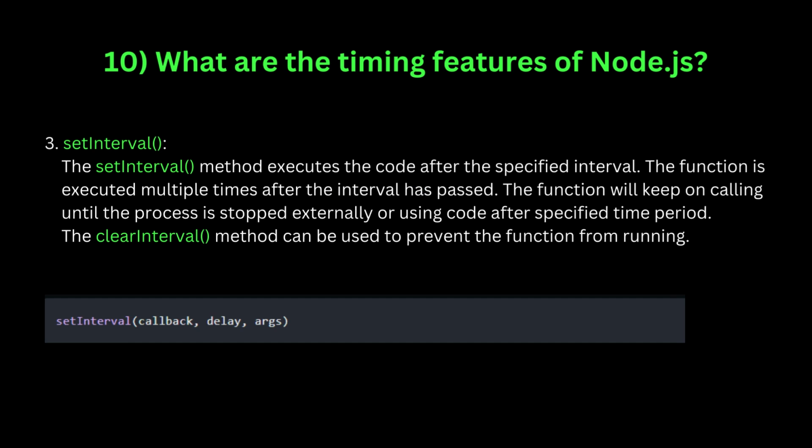3. setInterval. The setInterval method executes the code after the specified interval. The function is executed multiple times after the interval has passed. The function will keep on calling until the process is stopped externally or using code after specified time period. The clearInterval method can be used to prevent the function from running. Here's the syntax of the setInterval method.